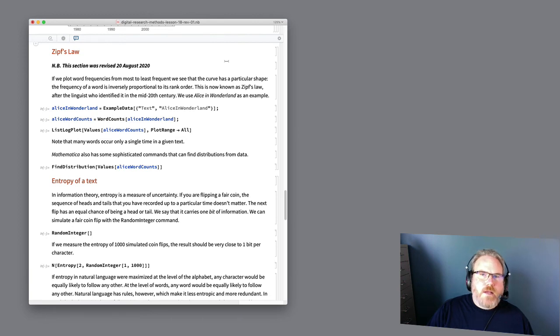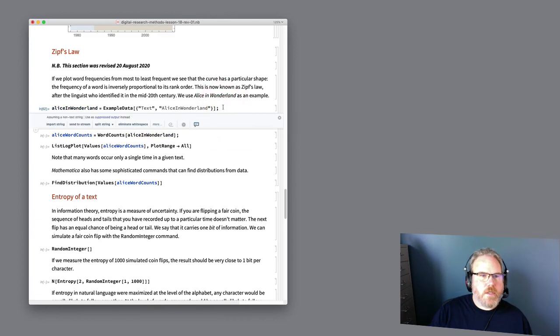Now if we plot word frequencies from a text or a large sample of language, we find that the curve has a particular shape, and I'm going to use Alice in Wonderland to demonstrate this. This shape is known as Zipf's law, named after the linguist who identified it in the middle of the 20th century.